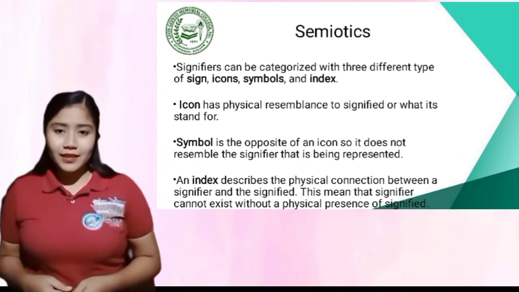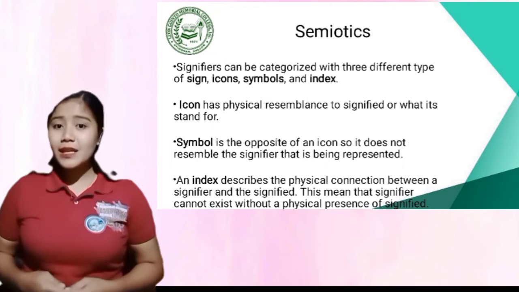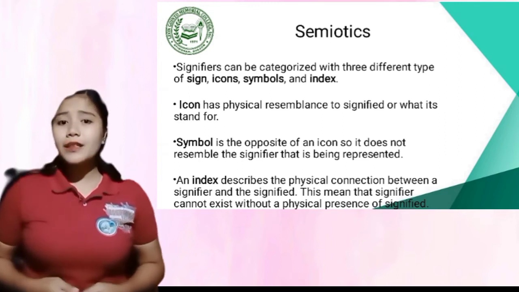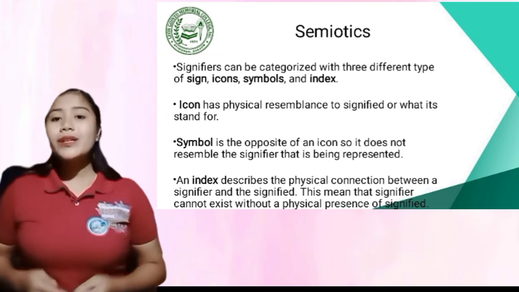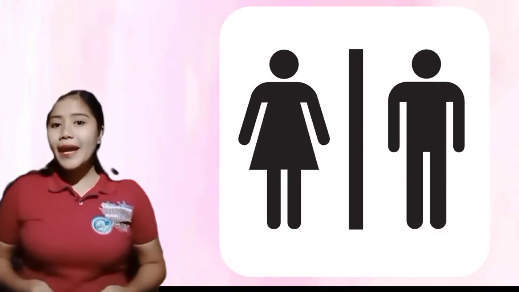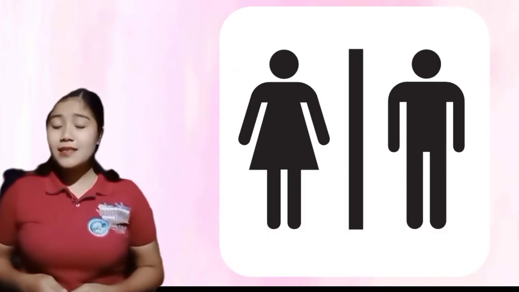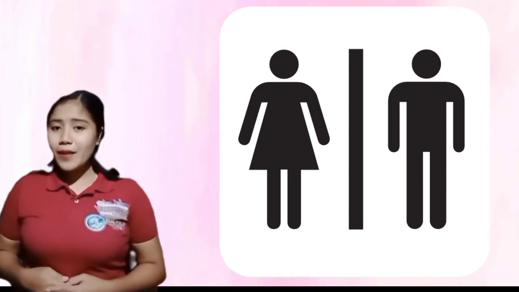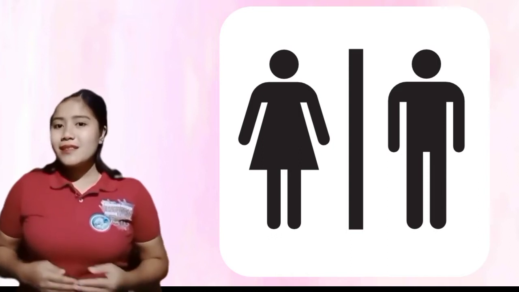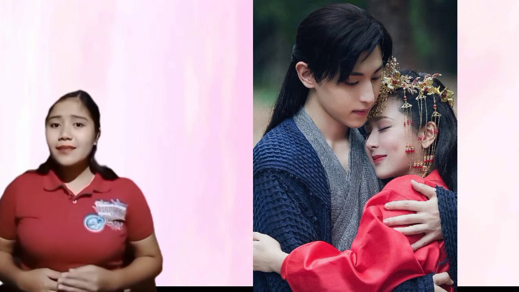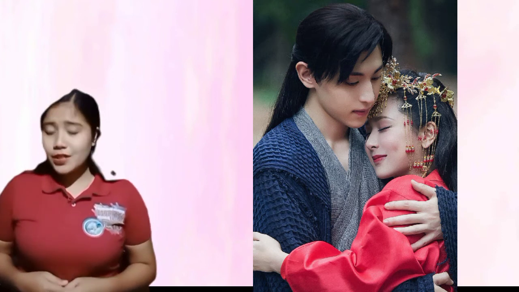A symbol is the opposite of an icon, so it does not resemble the signified that is being represented. Symbols are learned culturally, which explains why cultures have developed different and unique traits. We can learn what a symbol means over time. A common example of a symbol is a male and female icon representing the presence of toilet facilities. Now, let's imagine that we have never seen humans before, and we are told that this is what a woman and a man look like. We probably wouldn't infer that this woman and man were in fact the same species.